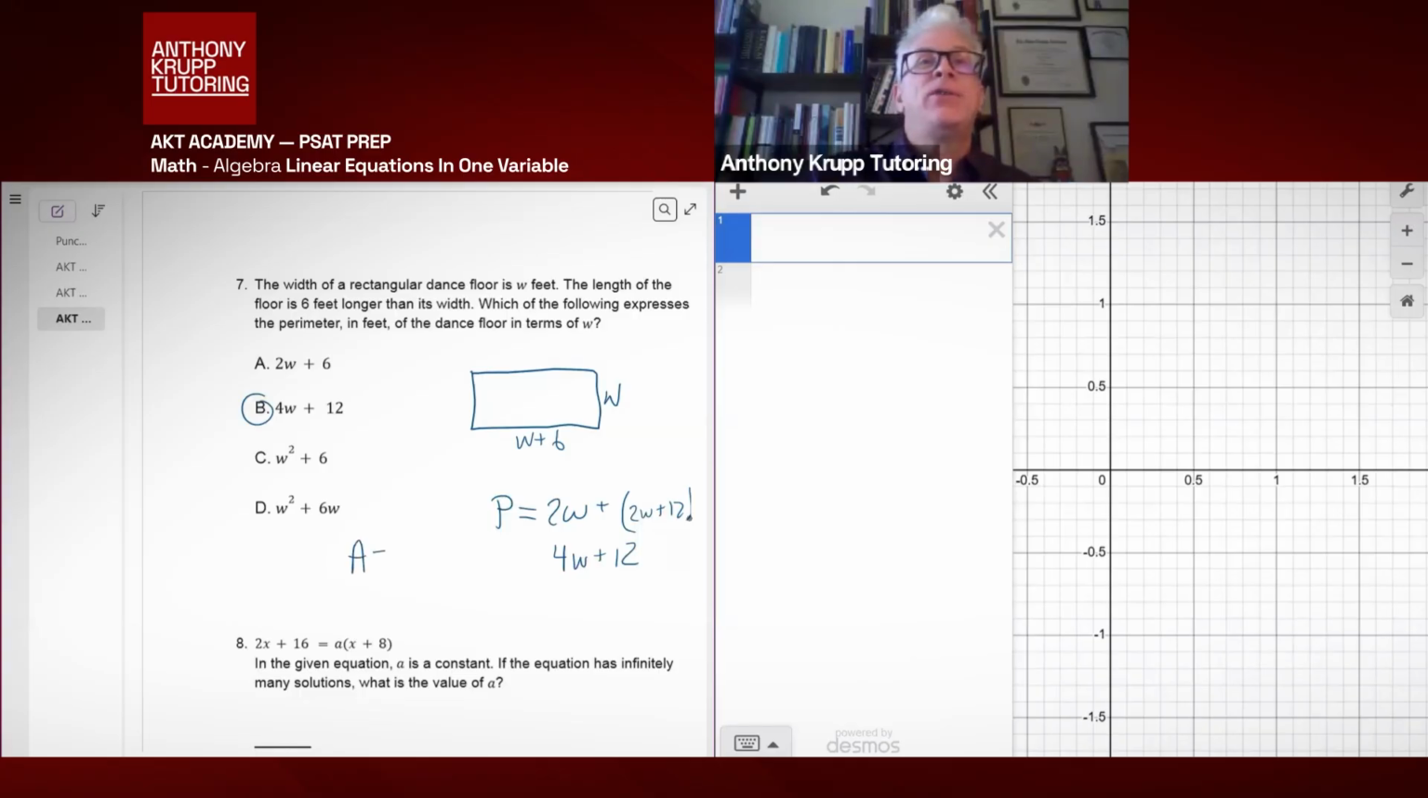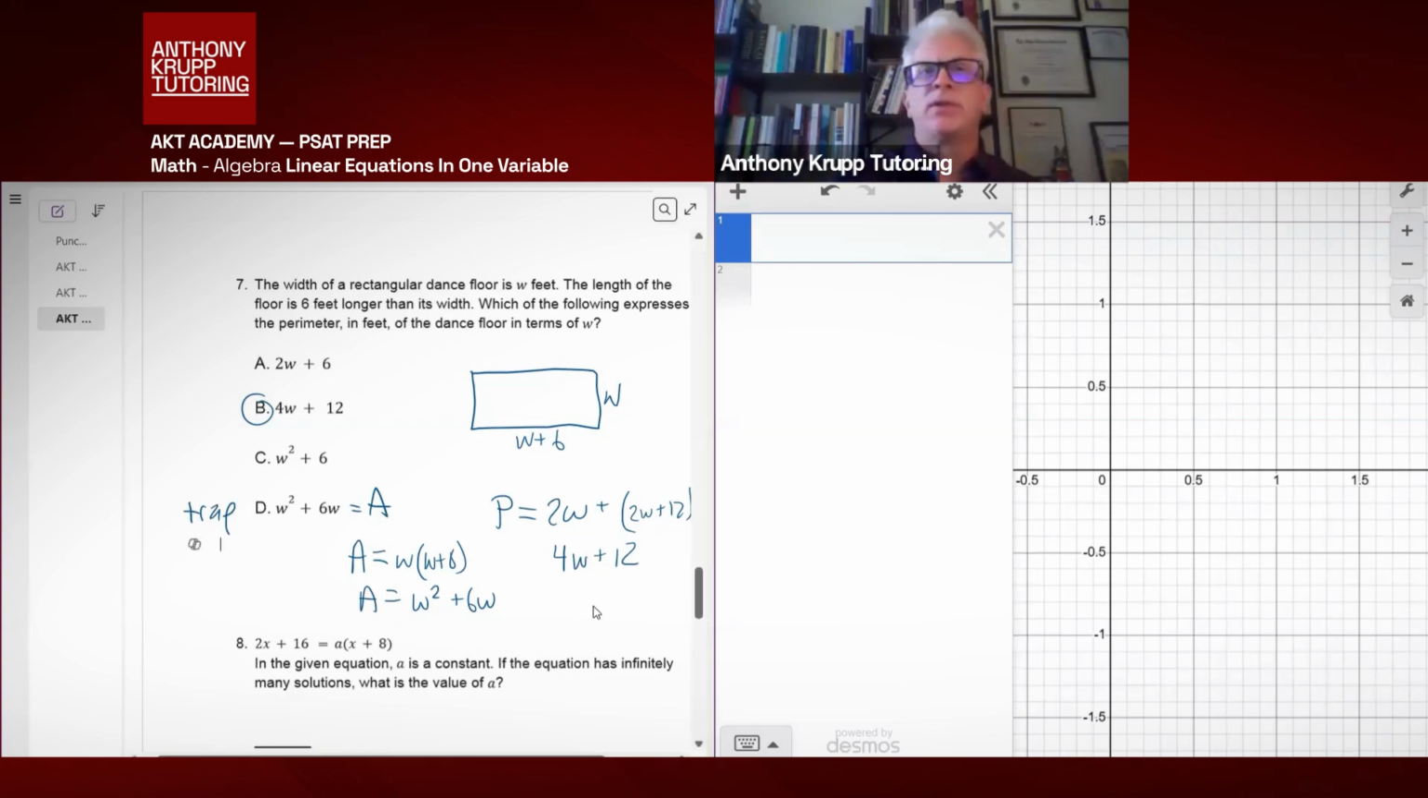Notice that if you don't read the final question properly and you start calculating the area, you're very quickly going to get W times W plus 6. So the area would be W squared plus 6W. Oh, that's the area. What a nice trap answer. Got to respect the trap answer, right?